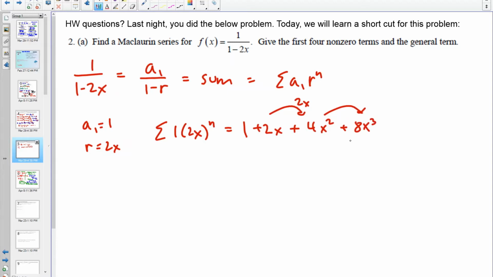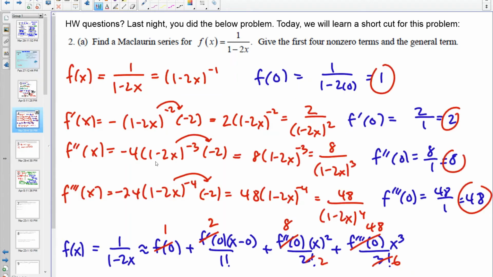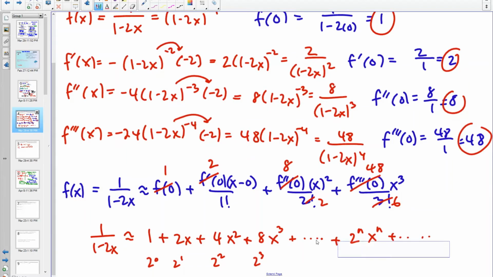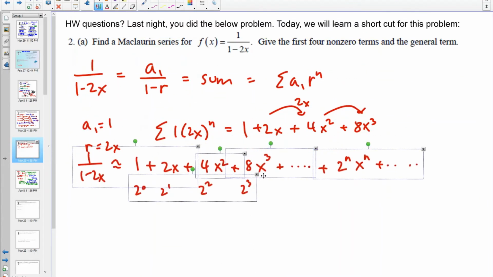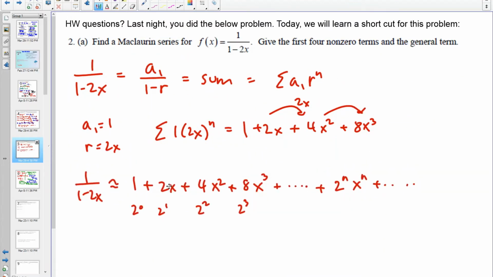Is that the same thing that I got before for the Taylor series? Let me look at this. This is the Taylor series I got for 1 over 1 minus 2x. Let me compare that over here. Is that the same thing? Why, yes, I think it is. So this is kind of a shortcut to figure out the Taylor series for something that looks like a geometric sum. So it's got to have this format in here.